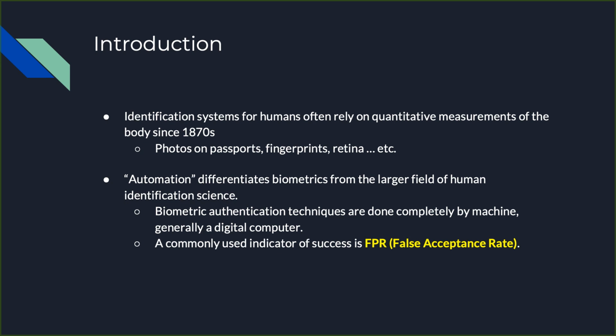And for these kind of biometric systems, a commonly used indicator of success is called FPR, or the false acceptance rate. So what this means is that basically you want your model to have as low an FPR as possible, because this FPR basically represents the probability, the rate that your model creates a false positive. And since you want to authenticate the actual correct user rather than an incorrect user, you don't want any kind of false positives to happen inside your model.